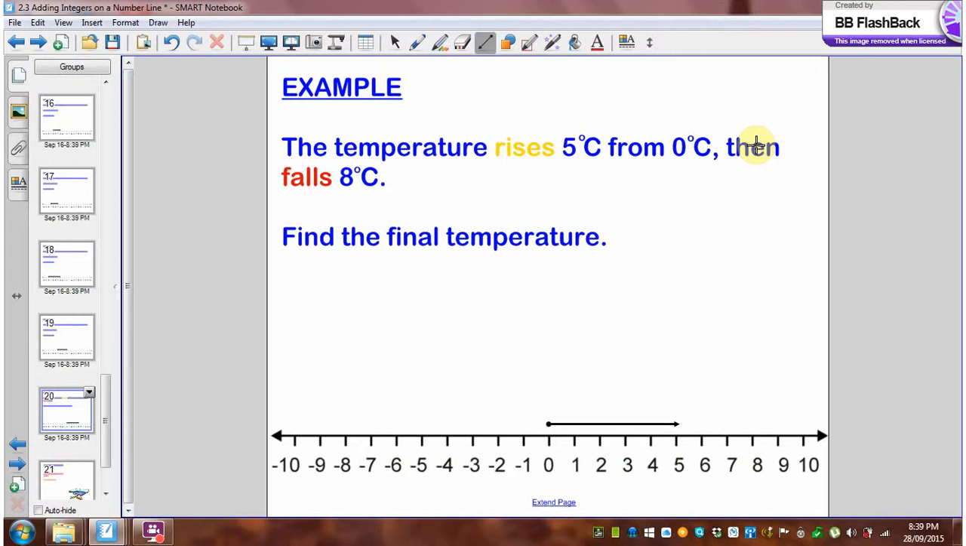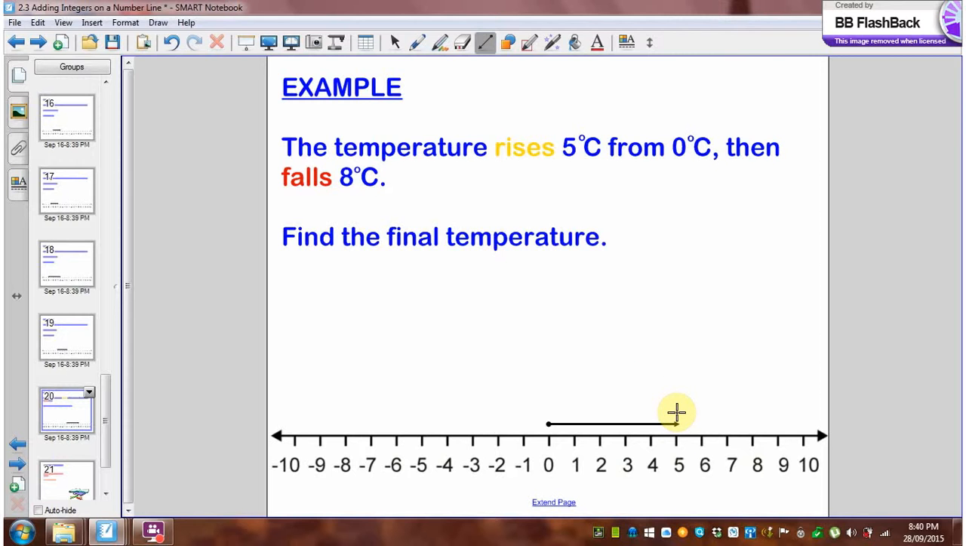Okay, but then it falls 8 degrees. So rises, that was easy, that was positive. But now we're falling, or going to the left, or going down 8 degrees. Okay, but we're going down 8 degrees from where it last was. And we stopped at 5 degrees. So we start at 5, and we're going to go down 8.